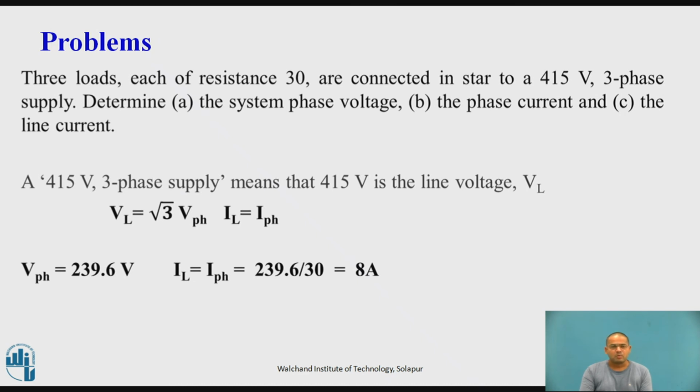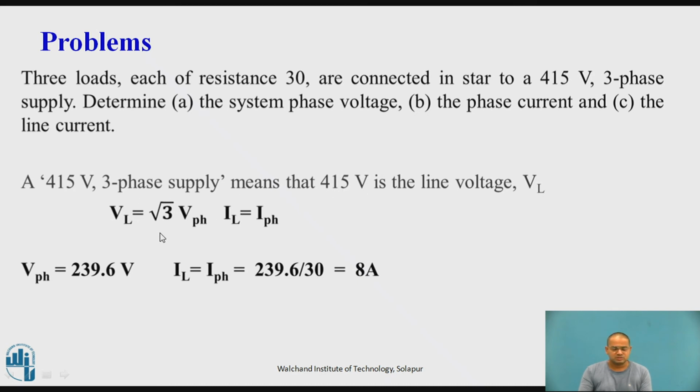So let's solve a problem based on it. Three loads, each of resistance 30 ohm, are connected in star, and the line voltage is given as 415 volt in a 3-phase supply. You have to find the system phase voltage, phase current, and line current. So 415 is the line voltage.